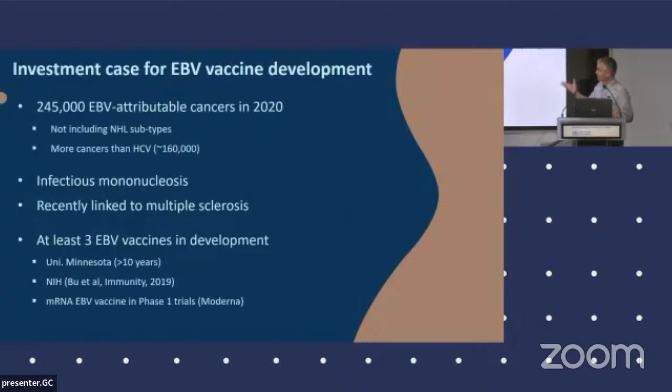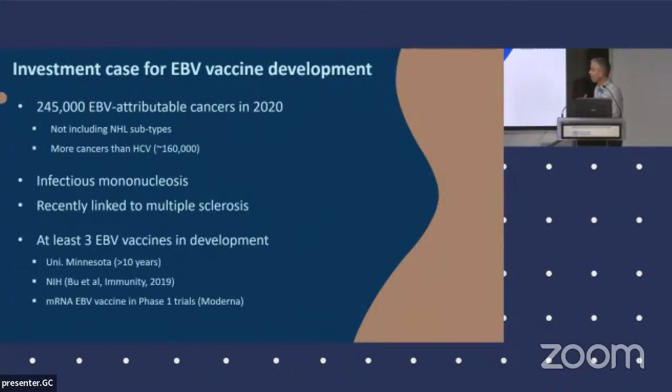But increasingly, with these large numbers of EBV-related cancers, there is an investment case for primary prevention, perhaps EBV vaccine development. These numbers of EBV-related cancers, which do not yet include any other NHL subtypes, are more than the number of cancers caused by hepatitis C. EBV also causes infectious mononucleosis, which is glandular fever, which is not associated with much mortality. But more importantly, there has recently been really strong causal evidence linking EBV to multiple sclerosis.